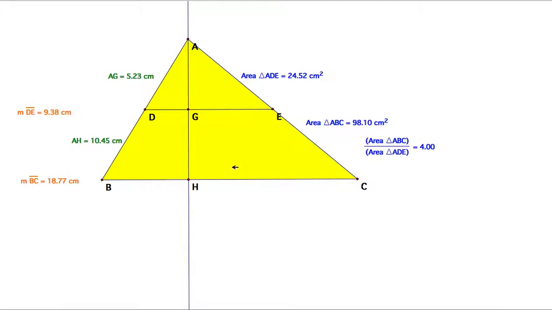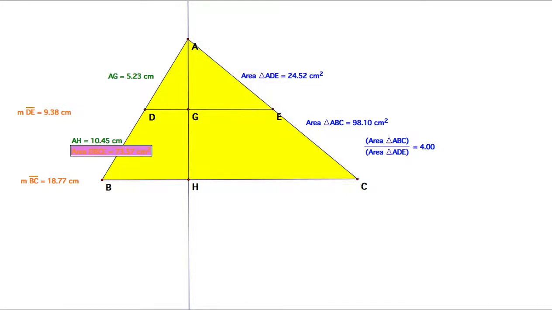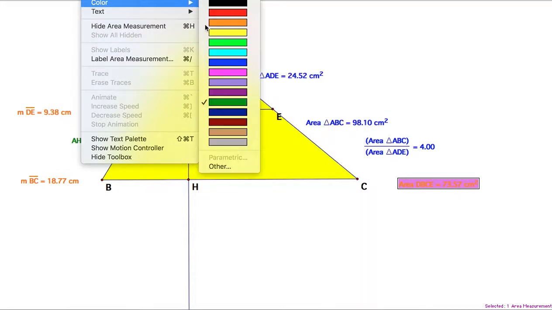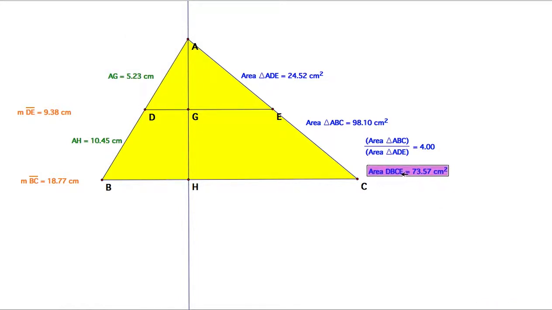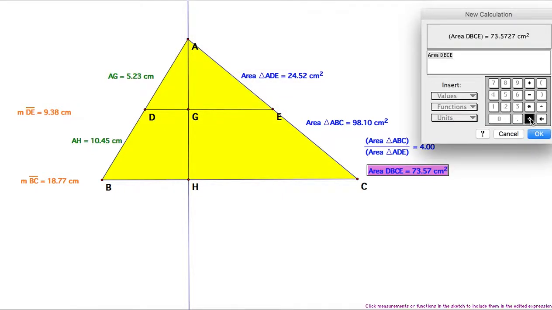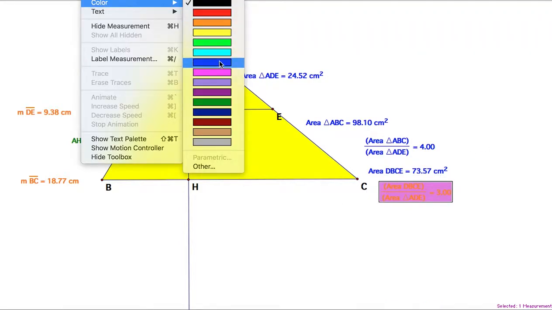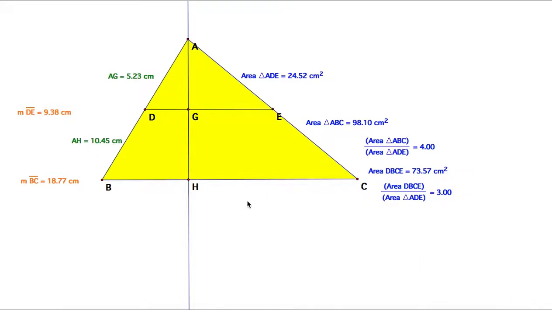And we can check that by figuring out what the area of this quadrilateral is. Let's see what the area of this base quadrilateral is here. We find out the area of this quadrilateral, we can figure out that it is, let me just change the color here so you can see it, it is right here, 73.57. And let's compare the area of this quadrilateral to the area of the little triangle. So let's take the area of the quadrilateral and divide it by the area of the little triangle. And we notice that that little triangle would go into that quadrilateral 3 times, which kind of makes sense.